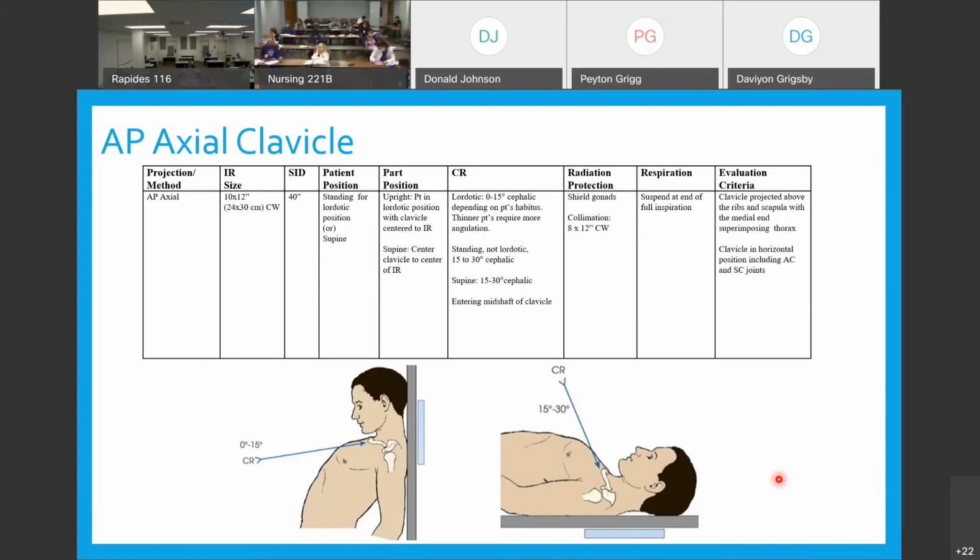So if the question was for a thin patient, supine, clavicle, axial, what would the range be? And they had 15, 20, 25, 30. Which one would you go for? The 25 or the 30, right? Because it says more angle for the thinner the patient. All right.